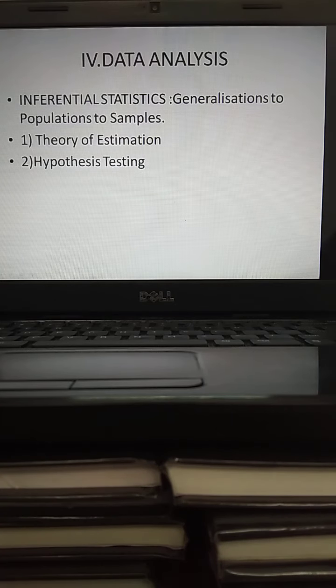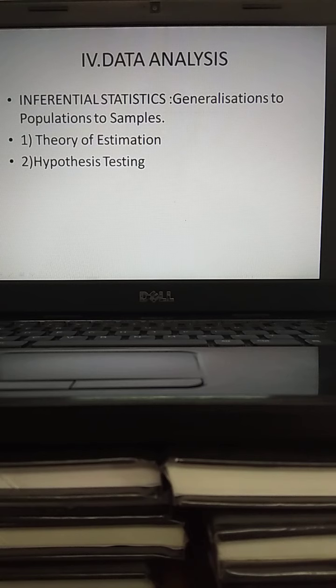One is called theory of estimation and one more is called hypothesis testing. This is very, very important. That means inferential statistics has been divided into two branches: theory of estimation and hypothesis testing. Inferential statistics means getting information from the population, that you know. But to understand that population, two branches of statistics, two tools are available: the theory of estimation as well as hypothesis testing.